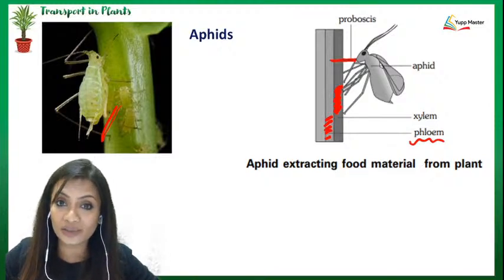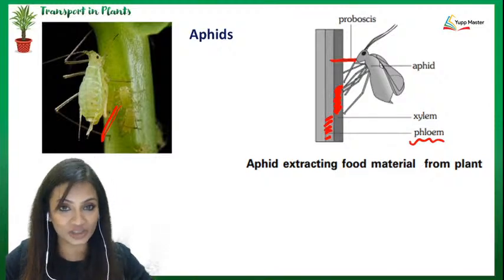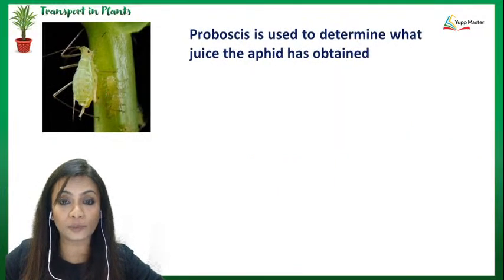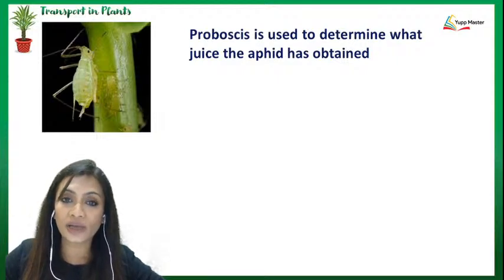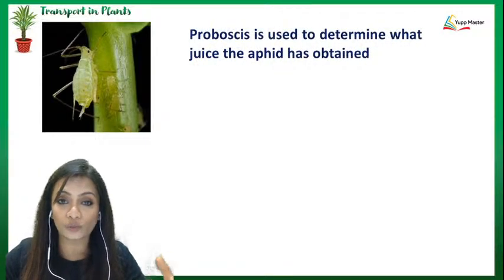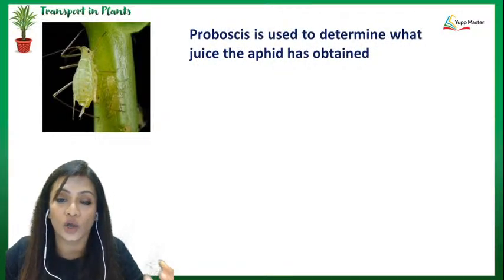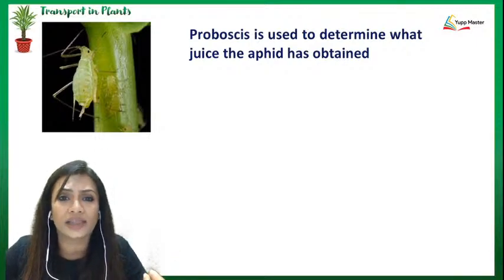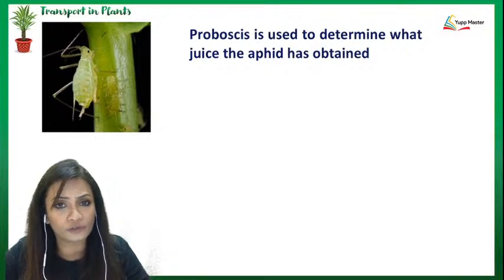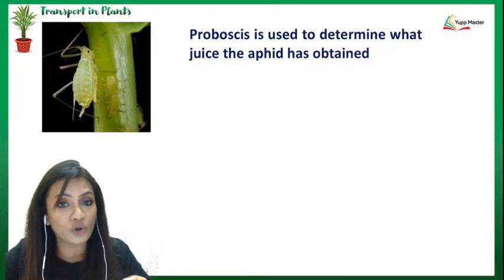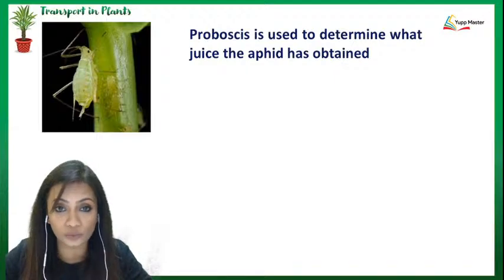So now how do we detect it? Let's just see over here. Okay, so basically the proboscis is the part of this aphid which is going to help us determine what exactly the fluid has, whatever minerals and sugars that aphid obtained from the level of the phloem. That is what the proboscis will help us to obtain. And how do we do this?